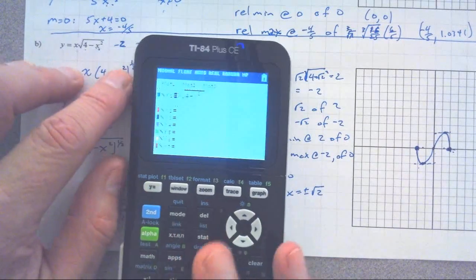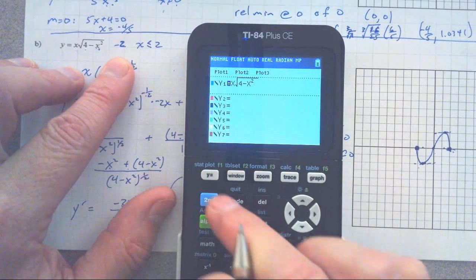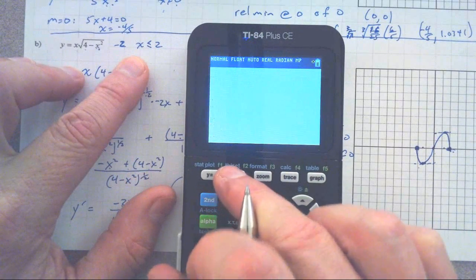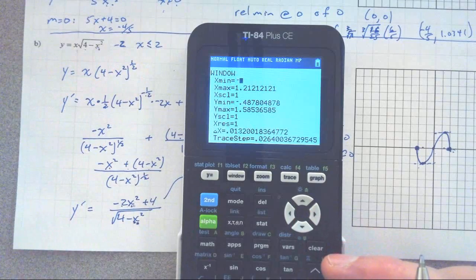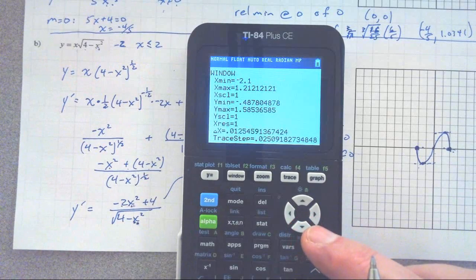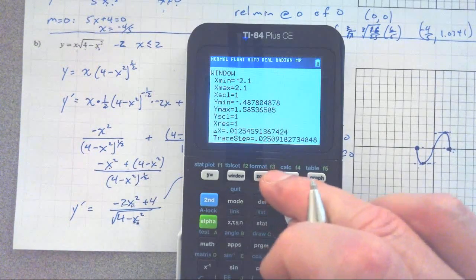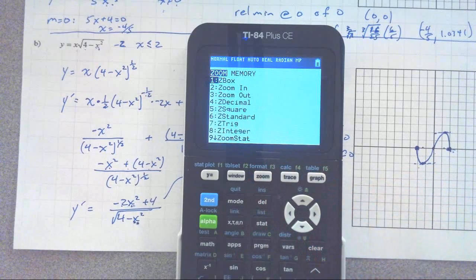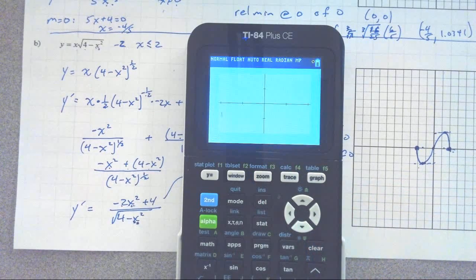I could just do it negative 2 to 2. Actually, I think I'll do that. Since we know the domain, I could go window like negative 2.1 to 2.1 and then zoom fit it, which is zoom 0. What we got there? Oh, pretty good representation of what we had.